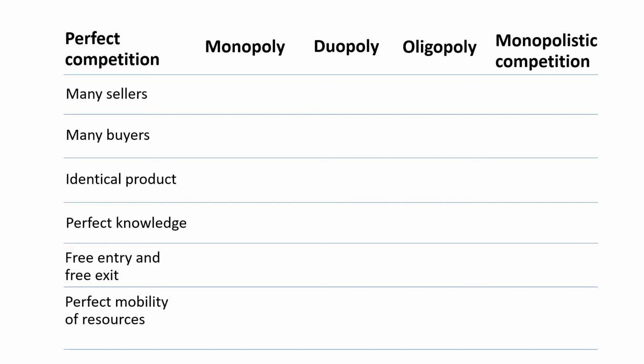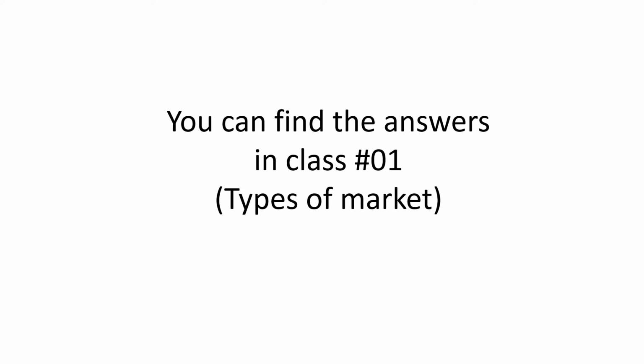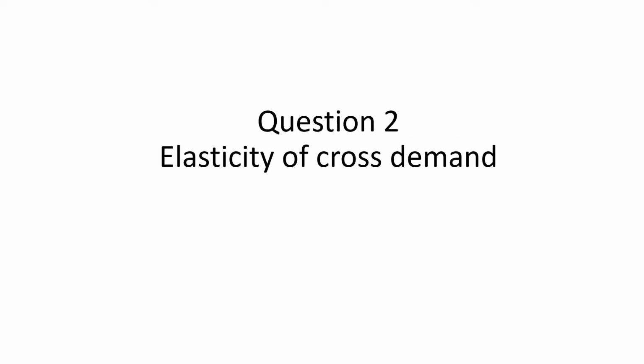Many buyers, yes, and the product, one product. Perfect knowledge, but barriers to entry, but free exit or not, you may think of it. Then perfect mobility of resources. Now you fill in the blank for all the rest, then for duopoly, oligopoly, and monopolistic competition. Take your time. And of course, you can find the answers in video class number 1, the types of market.